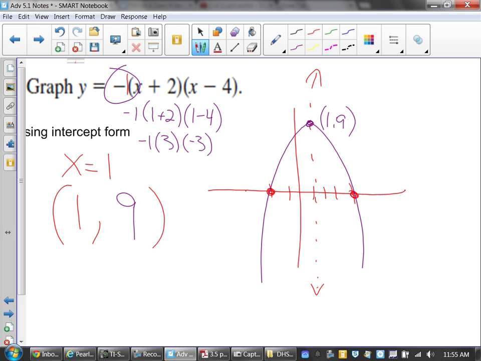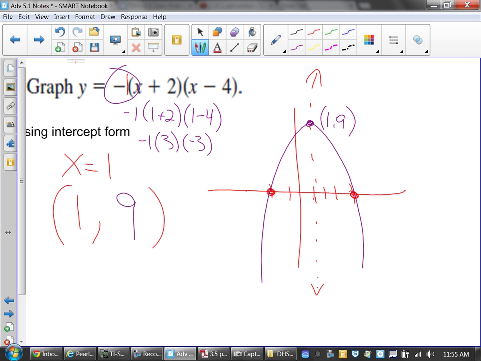So when you're working with intercept form, it's always the easiest. They're giving you your symmetric twins to start with, and the axis of symmetry is just the midpoint of the zeros. And it works every time.